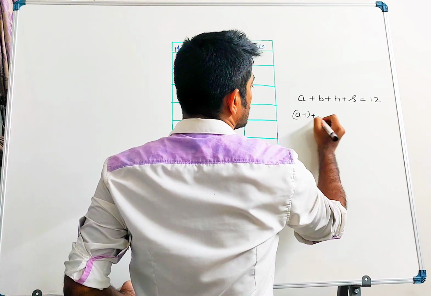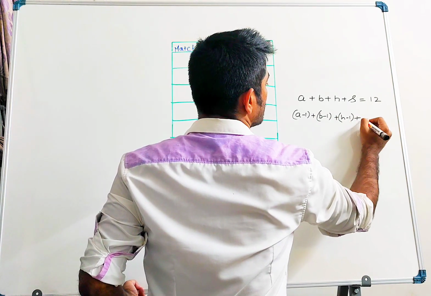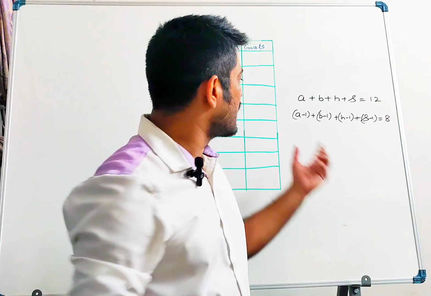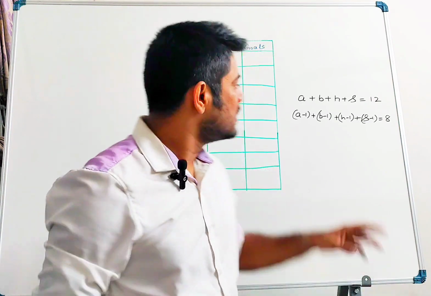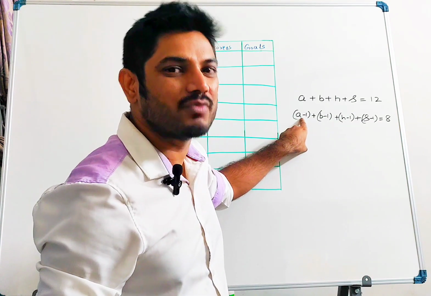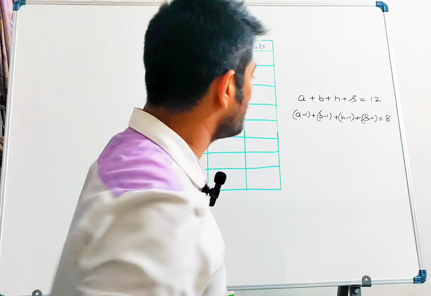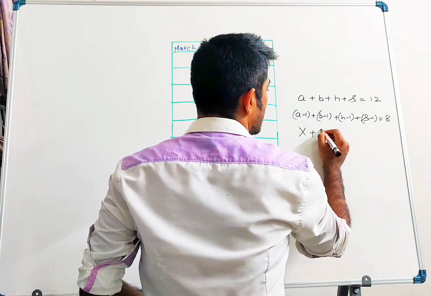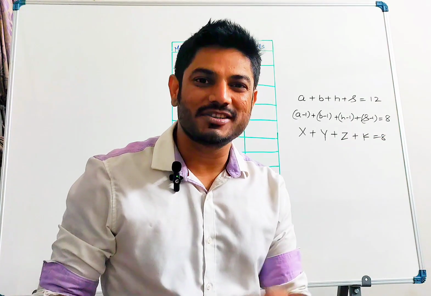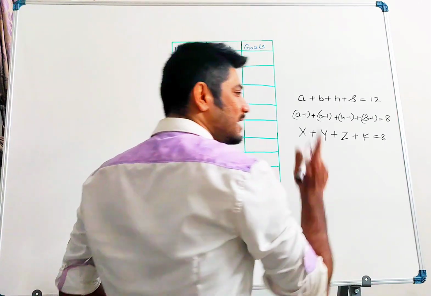I have A minus 1 plus B minus 1 plus H minus 1 plus S minus 1 equal to 8. Now, if I consider these as variables, I can take them as 0, because I have already taken into consideration the at least 1 goal. So, X plus Y plus Z plus K equal to 8. All of the goals scored by each and every individual player were different. So, let's start with 0.